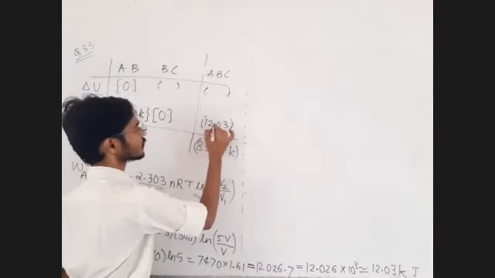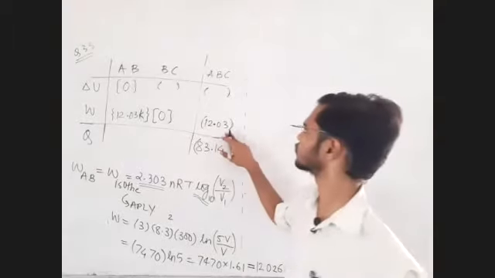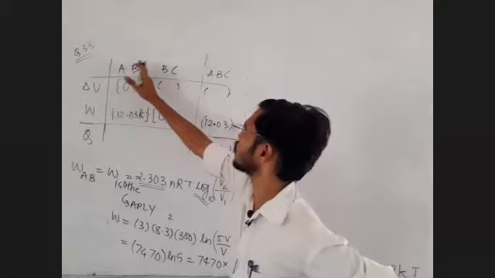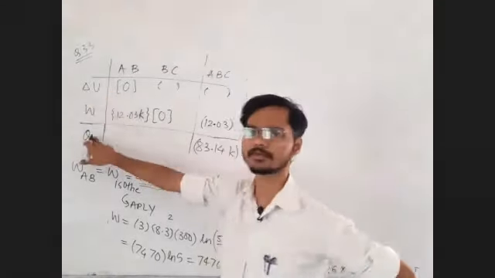Everyone, you know this, how to solve this numerical puzzle. Whatever number of processes, individual processes you have, you have to write here, the final process here, and the parameters here.